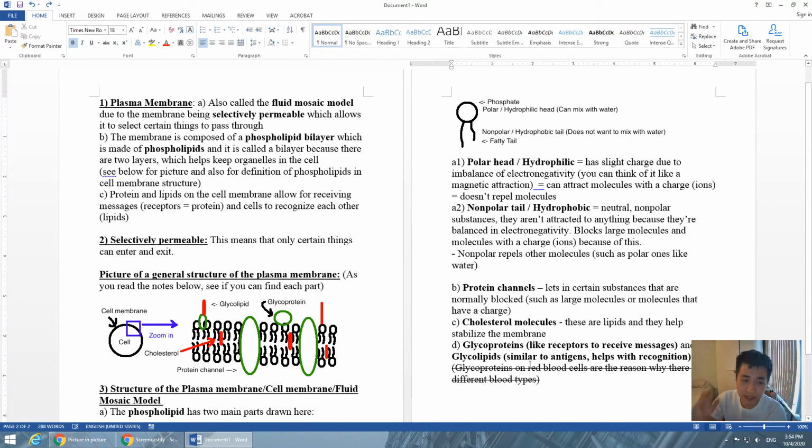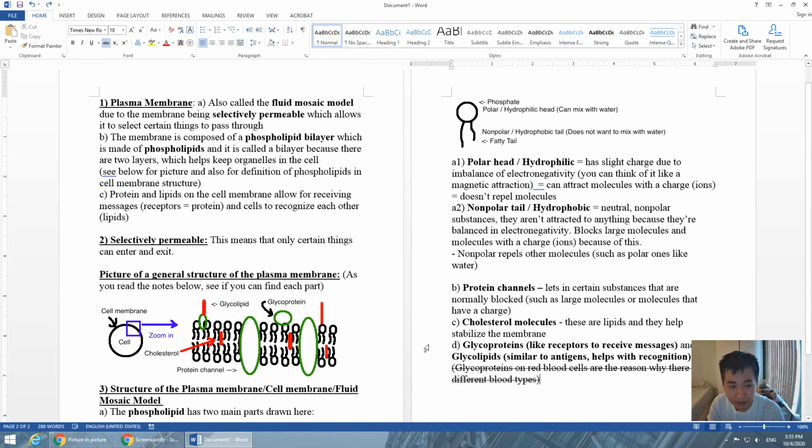They help the cells recognize each other so that a cell knows that this other cell belongs with it and they should probably attach or something like that, right? And glycoproteins on red blood cells are the reason why we have different blood types. You don't need to memorize this. This is just a fun fact.